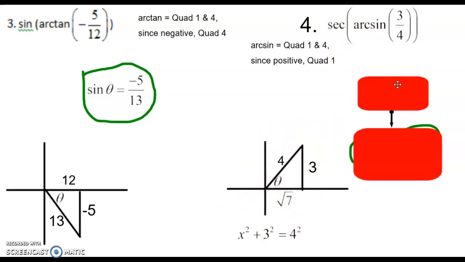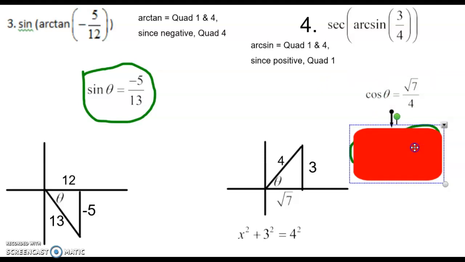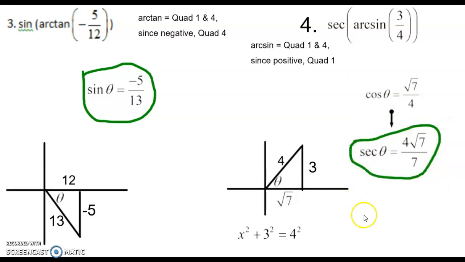So I like to find what its reciprocal is first. The reciprocal of secant is cosine. So the cosine is root 7 over 4, meaning that the secant is its reciprocal, 4 over root 7, which is 4 root 7 over 7.